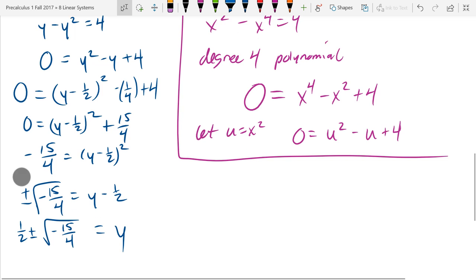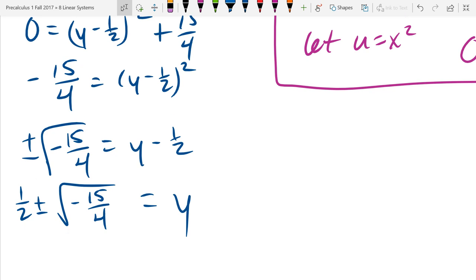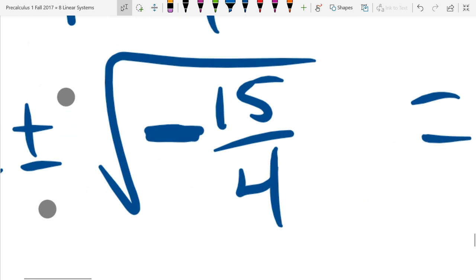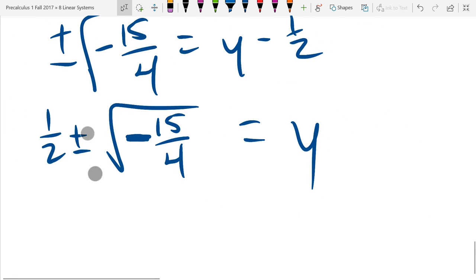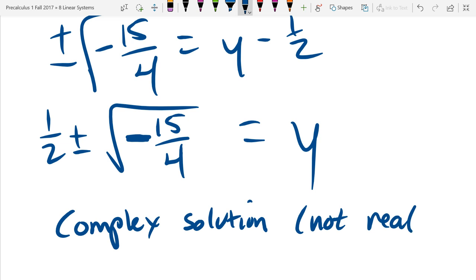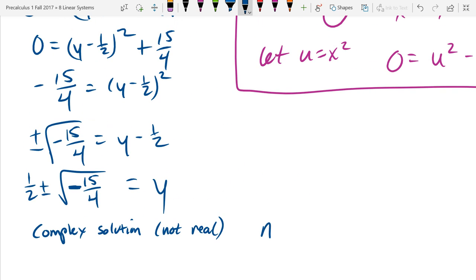So what can we say about this particular solution for y? What does that negative sign inside the square root tell us? What does that term mean? Complex. So what we get is no real solution. So both of these solutions are complex. So we did not get a real solution, so we'll say no solution to this problem.